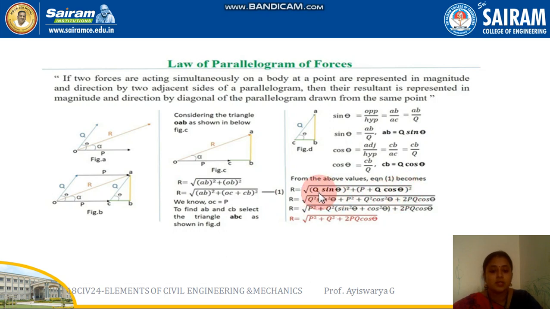See, now Q sin theta the whole square gives you Q square sin square theta. But this one, P plus Q cos theta the whole square, looks like the a plus b whole square formula, right? So you need to change it as a square plus b square plus 2ab, right? In that format we are now changing it. And we also have sine square theta plus cos square theta, which is nothing but 1. So finally you will get the resultant R is equal to root of P square plus Q square plus 2PQ cos theta. So this is the formula for the resultant force using this two-force system theorem, right?